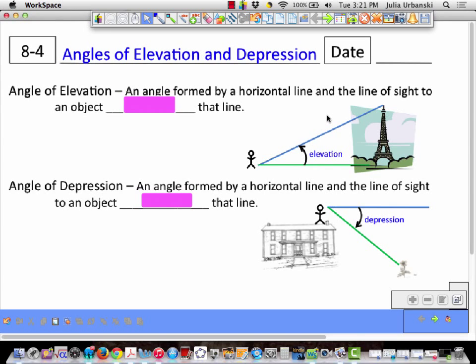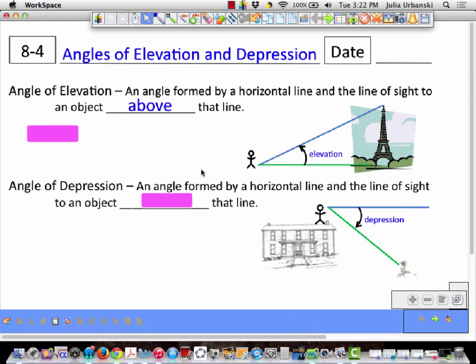Okay, so here's section 8-4, angles of elevation and depression. Think about what an elevator does. An elevator takes you up to the next floor, and depression is something that you feel when you're down. Depression goes down. So when you're looking at an angle of elevation in a word problem, it is an angle formed by any horizontal line, either where you're standing or where your eyesight is, and the line of sight to an object above the line.